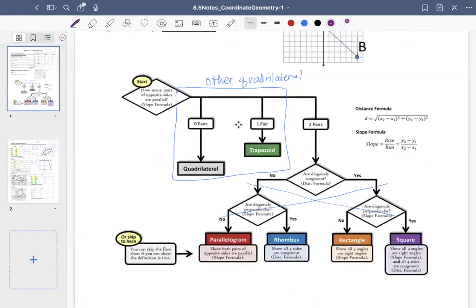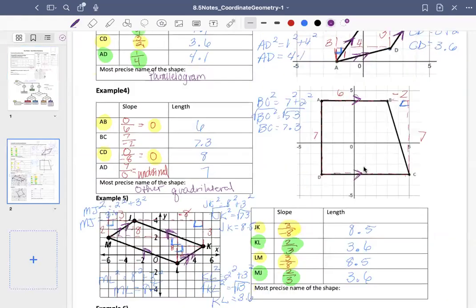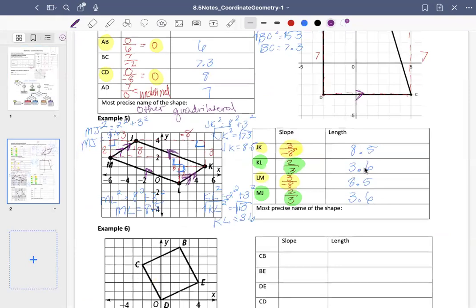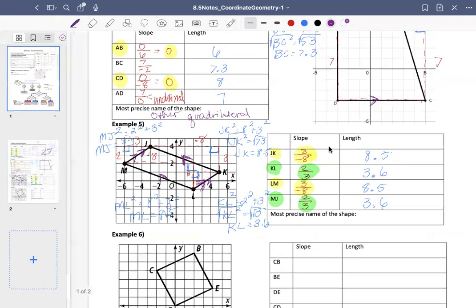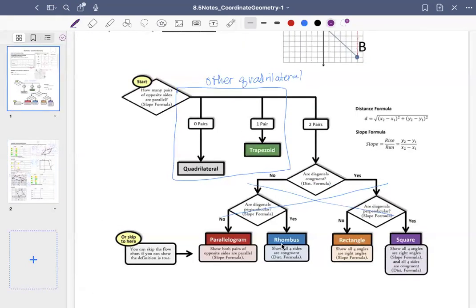Okay, so I'm jumping all the way down to this last branch. So now I've got to figure out if it's a parallelogram, rhombus, rectangle, or square. So first I'm going to start by looking at our side lengths. We don't have four congruent side lengths. So if we don't have four congruent side lengths, that already nixes out rhombus and square.